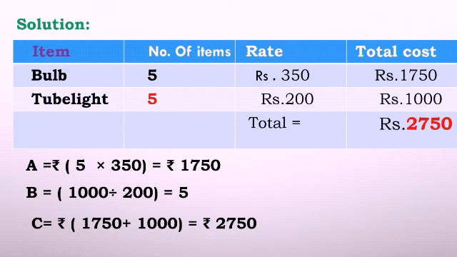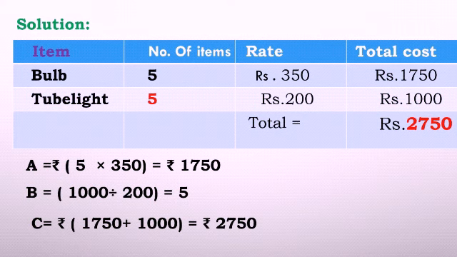That means suppose the total cost of items is given and you have to find one item's cost. At that time you have to divide. If each item's cost is given and you have to find the total cost, at that time you have to multiply. Okay, now we can start the answer.